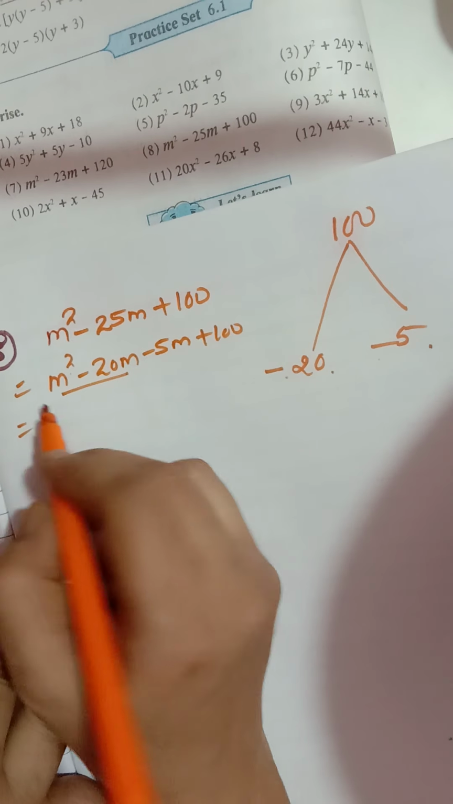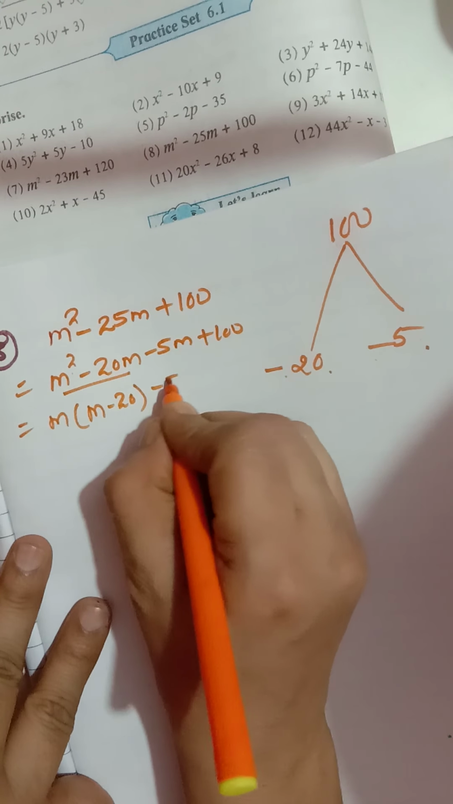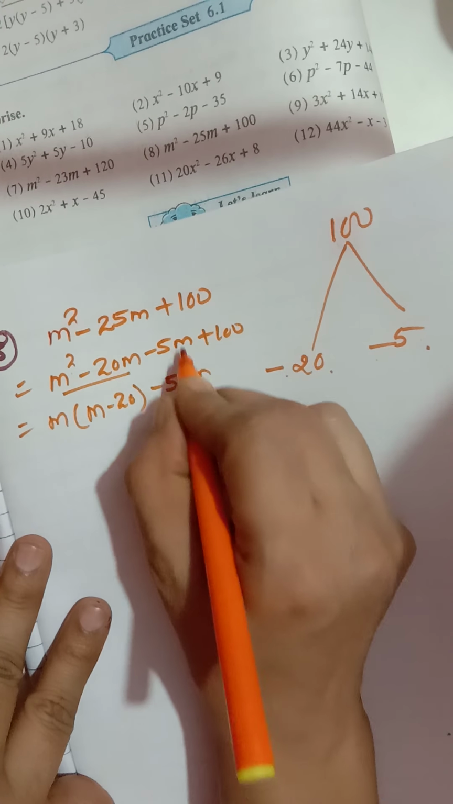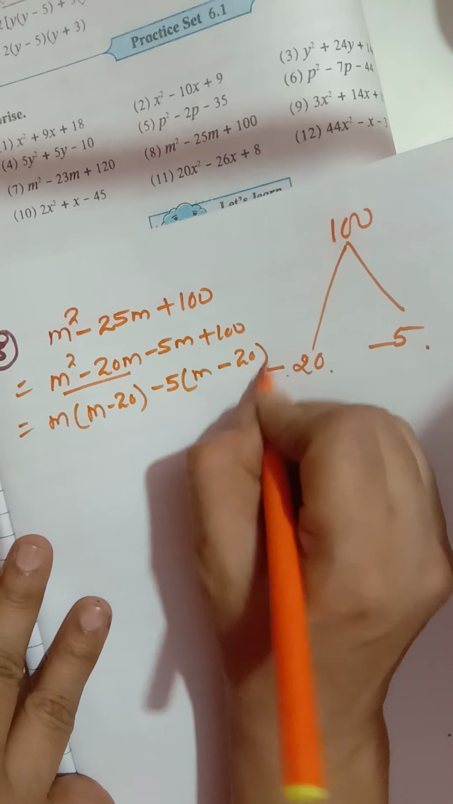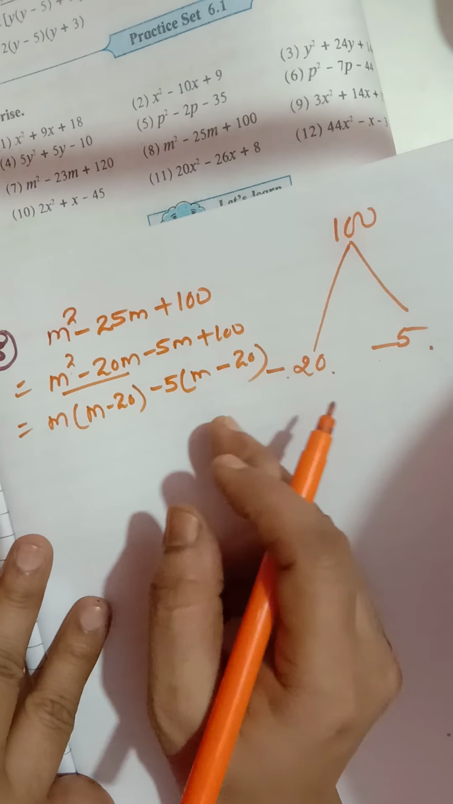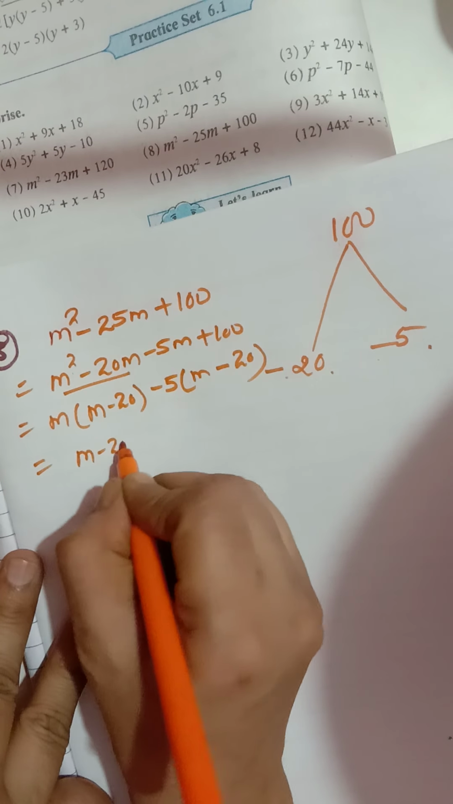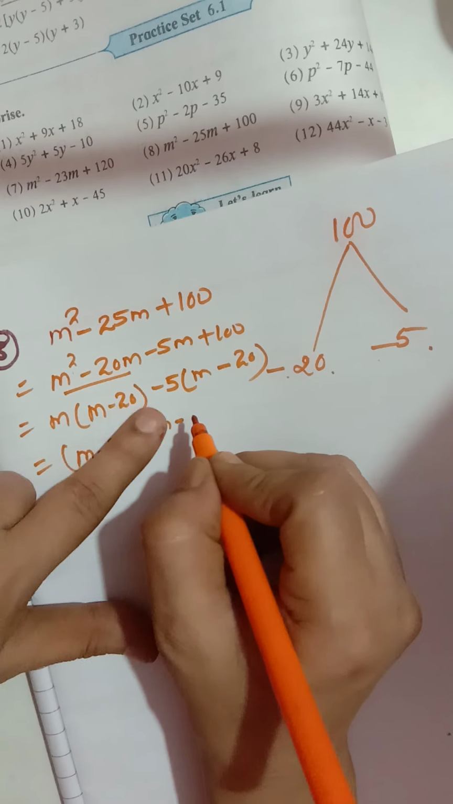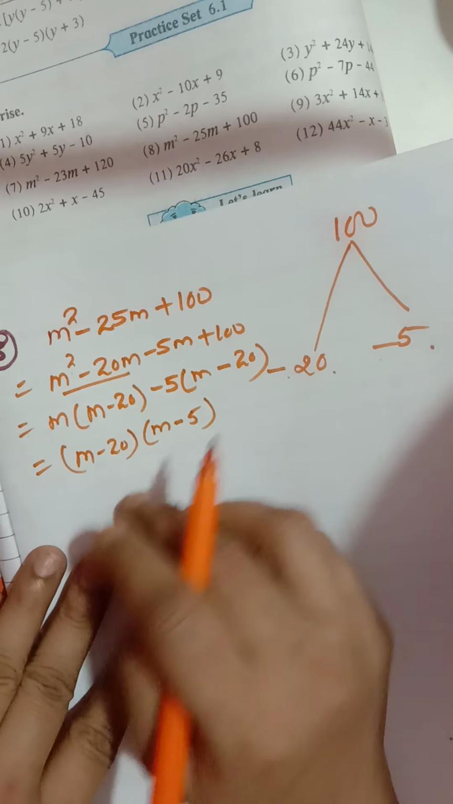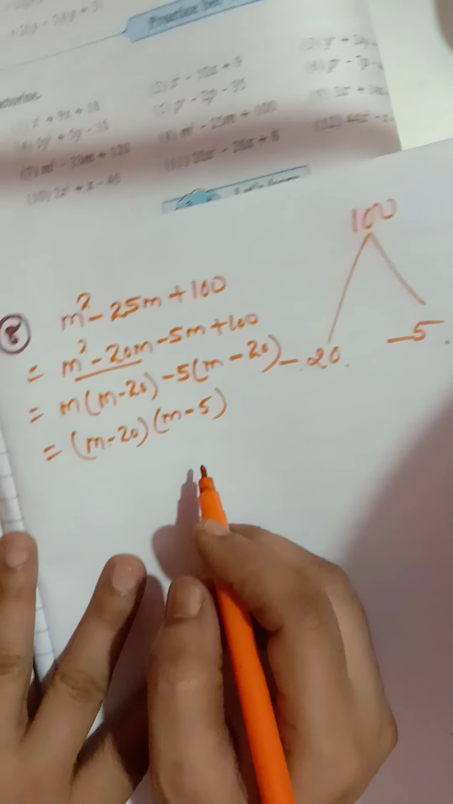Now from these both terms, m common: m minus 20, minus 5 common, m from the first term, and here the sign changes, so minus 20. 5 20s are 100. So this is equal to m minus 20, and the other bracket, what is remaining from here is m, and from here minus 5. So m minus 20 and m minus 5 are the factors of this trinomial.